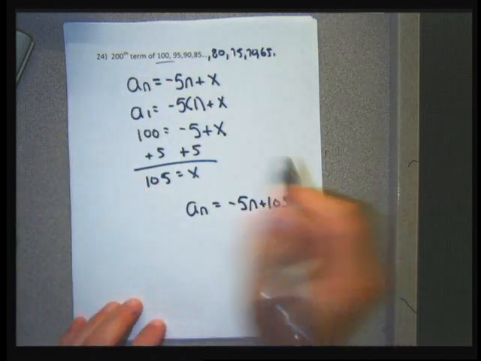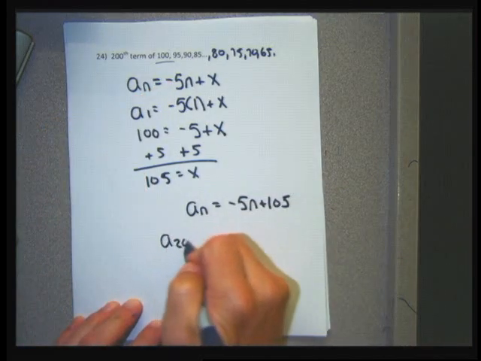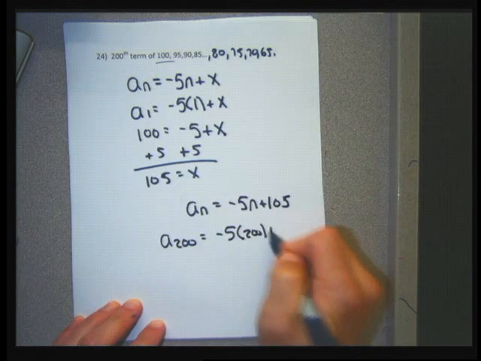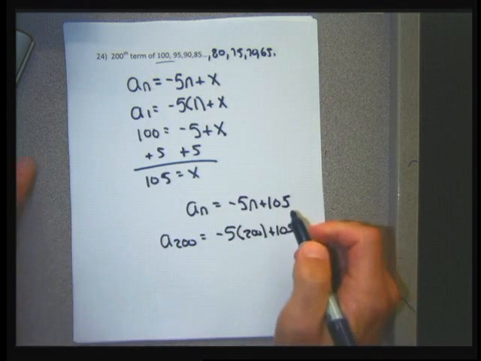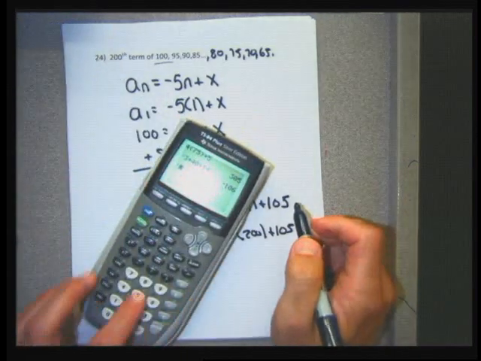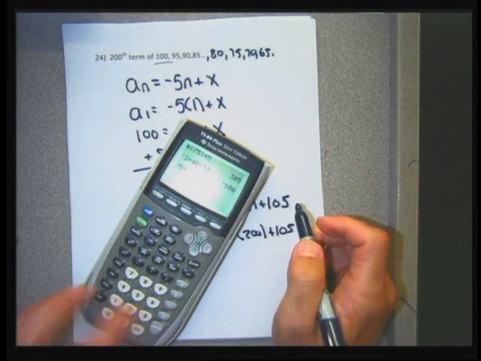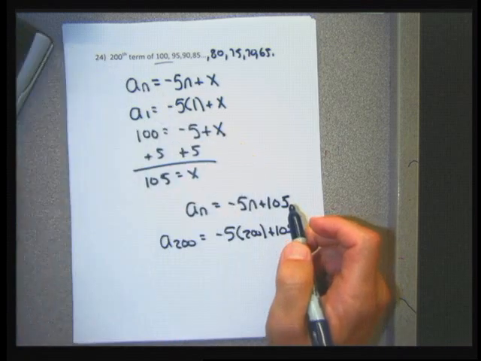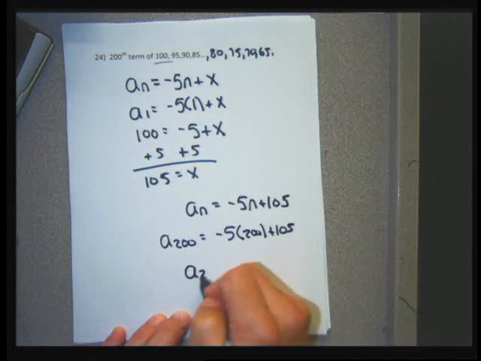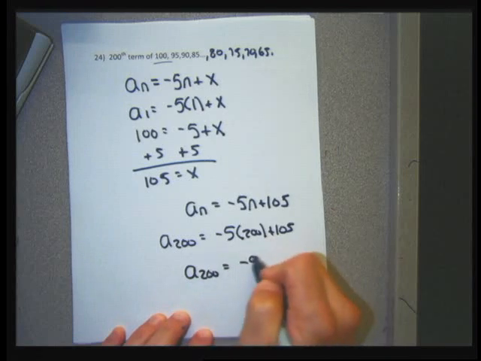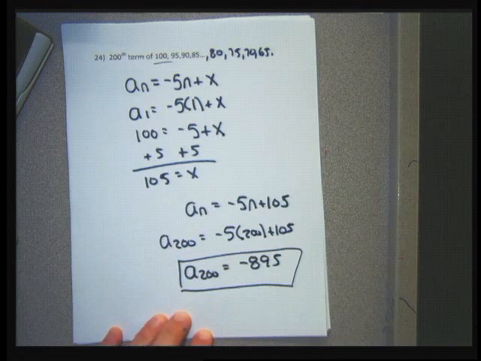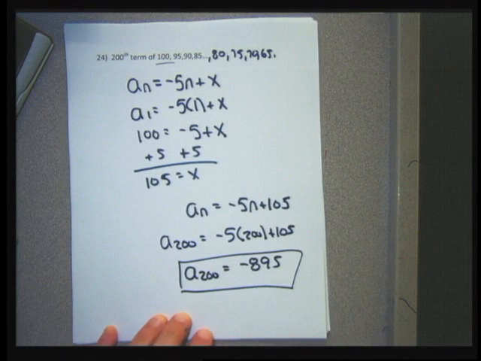Now I'm going to find the 200th term. I'll go a sub 200 equals negative 5 times 200 plus 105. Same deal, negative 5 times 200 plus 105. I get negative 895. So with a lot of effort, I could have, without the formula, figured out that the 200th term was negative 895, but there's no need to list all 200 terms because the formula will get you there way quicker.